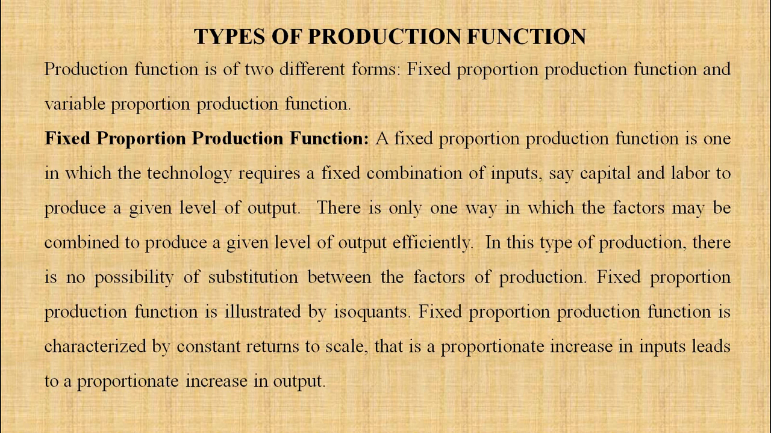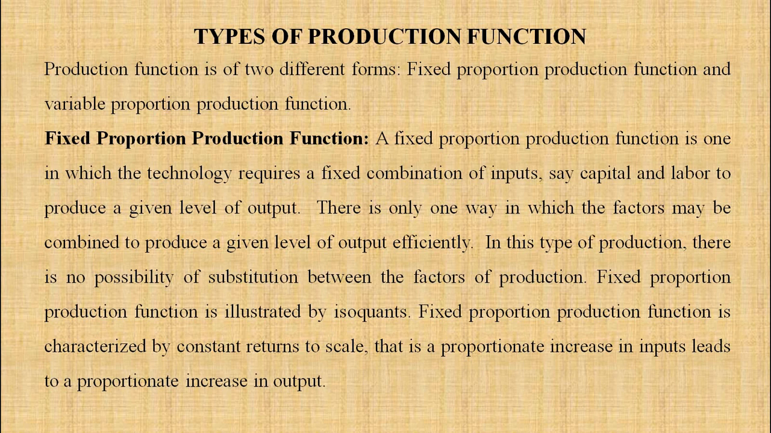Let us discuss fixed proportion production function. A fixed proportion production function is one in which the technology requires a fixed combination of inputs, say capital and labor, to produce a given level of output. There is only one way in which factors may be combined to produce a given level of output efficiently. In this type of production, there is no possibility of substitution between the factors of production.